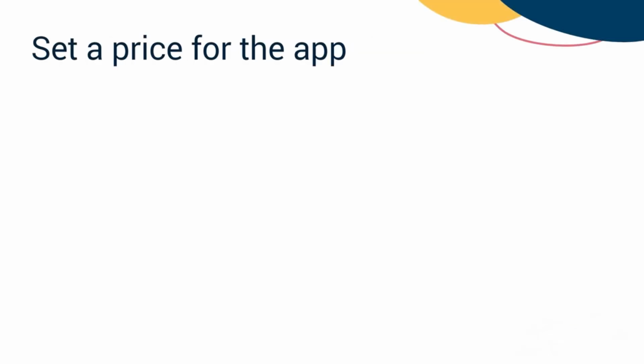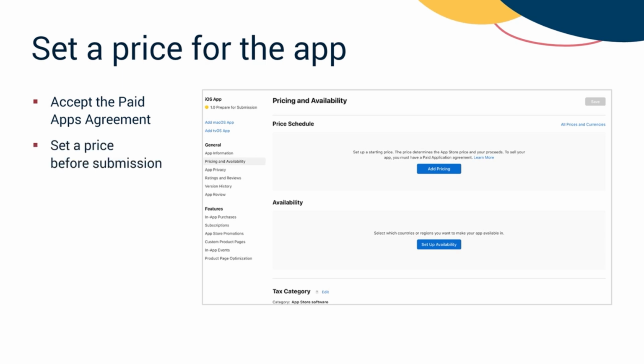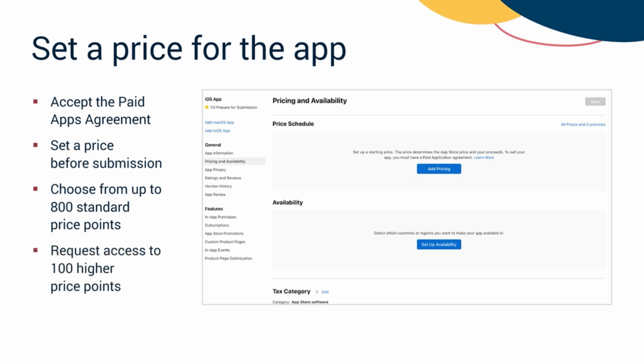Next, set a price for your app. To sell content on the App Store, the account holder must accept the Paid Apps Agreement in App Store Connect's Tax and Banking section. With this, your app can be offered for free. Set a price before submission, choosing from up to 800 standard price points, or request access to 100 higher price points, going up to $10,000.